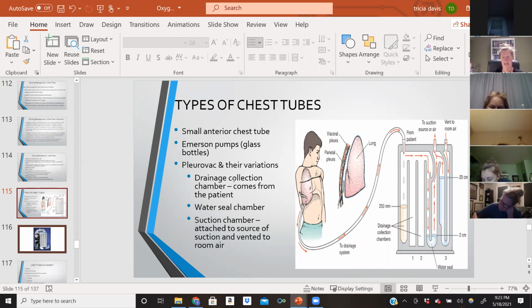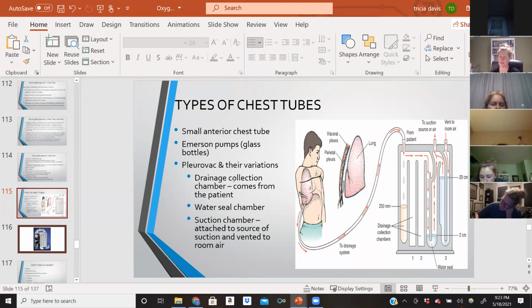So this is what the actual chest tube looks like. They're a little bit different in each facility, depending on what brand they use. They're pretty small. You can carry them. They usually have a handle at the top to carry them if you have to go to the bathroom.